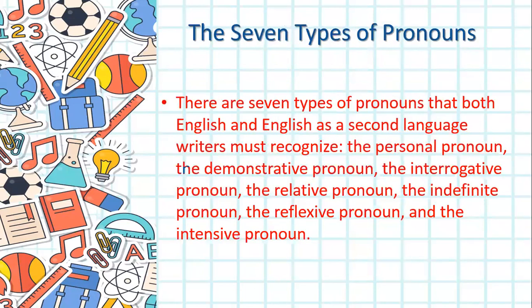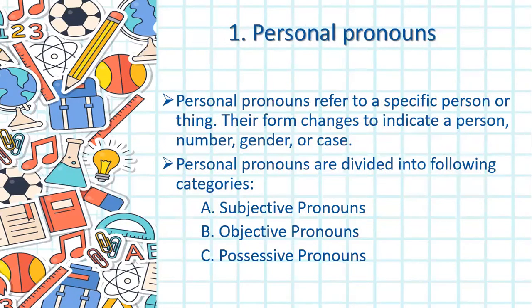The 7 types of pronouns. There are 7 types of pronouns that both English and English as a second language writers must recognize. First one is personal pronoun, demonstrative pronoun, interrogative pronoun, relative pronoun, indefinite pronoun, reflexive pronoun, and the intensive one. So let's start from the first one.